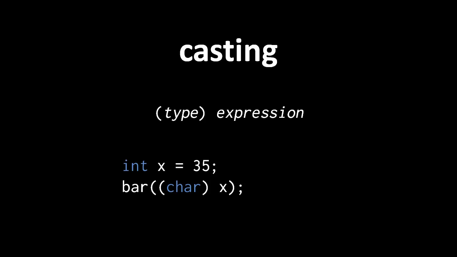Here, for example, we have an int variable x with the value 35. Assuming the function bar here expects a char argument, we can't pass an int as argument. We can, however, cast the int value of x to a char, and because the value 35 fits within the range of a char, the precise value survives the conversion in this case. If, though, the value of x were, say, 460, the cast to char would require truncating the value to fit in char range.